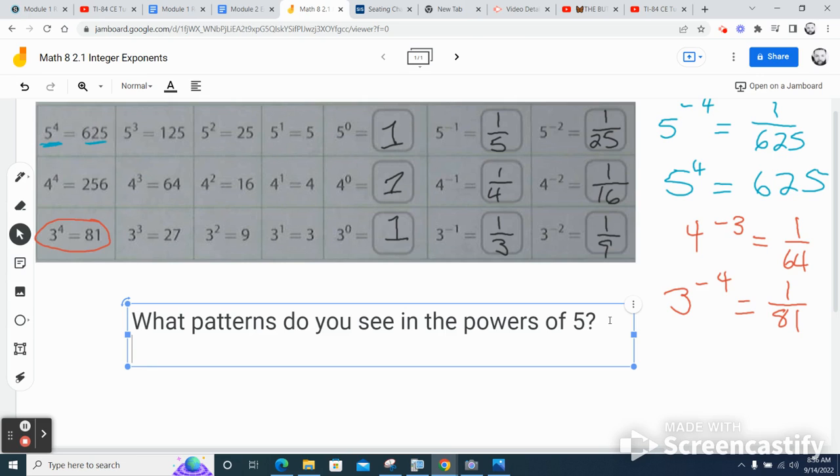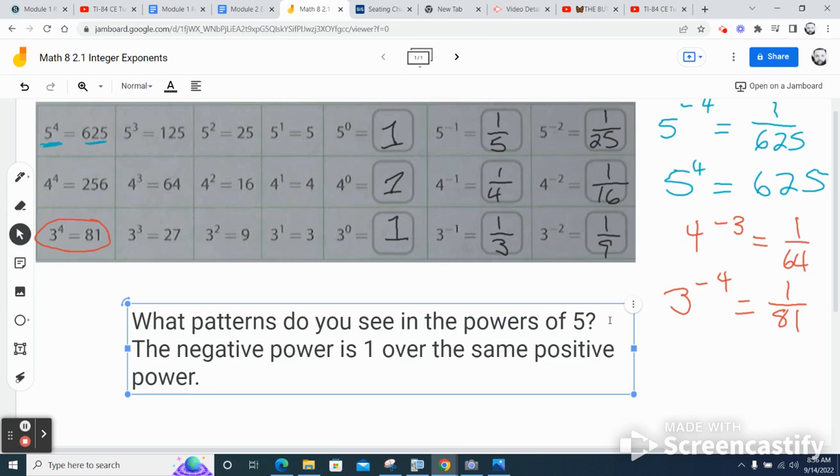I would say the negative power is 1 over the same positive power is one way to word it. Your textbook writes it a little more formal. They say as the exponent decreases by 1, the value of the power is divided. So you could say something like negative powers divide, right?